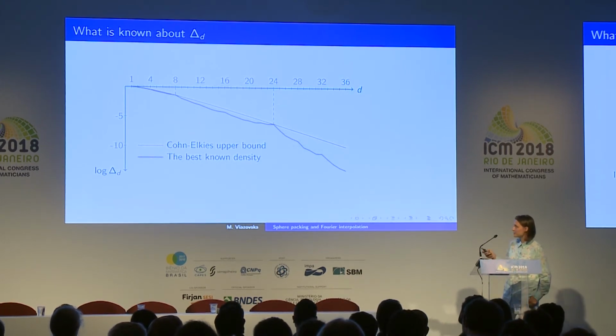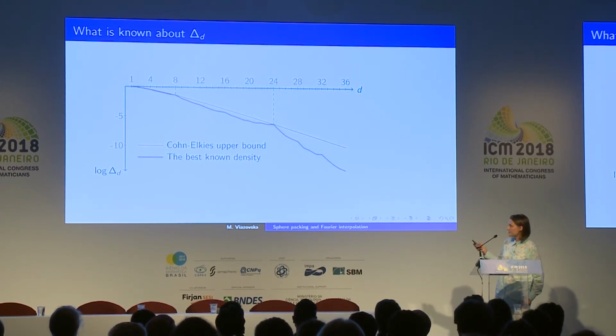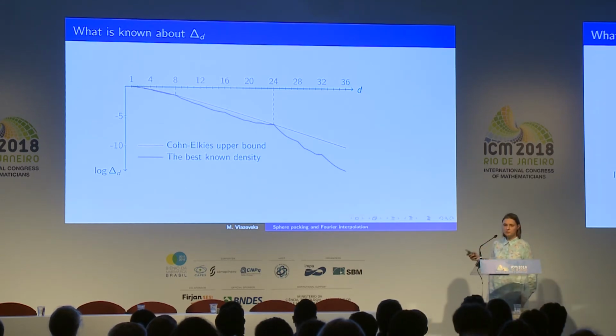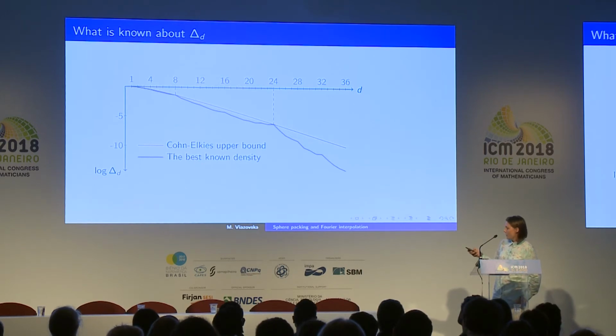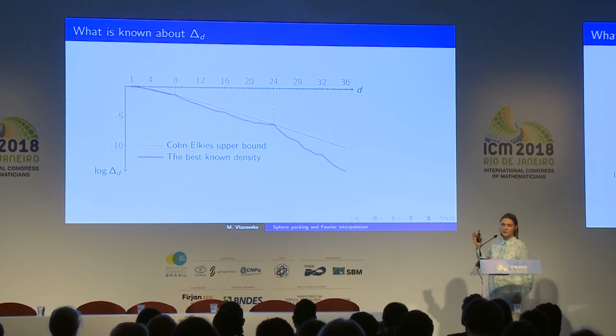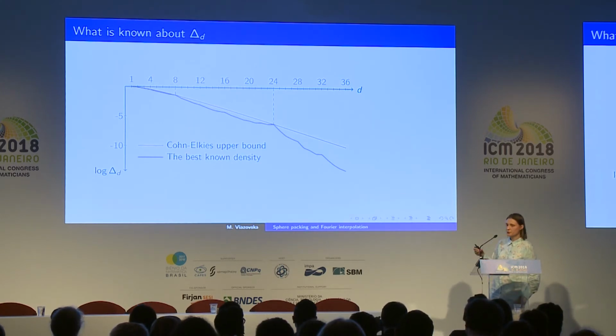Another feature which we can see from this plot is that the blue line is very irregular. Each dimension is like a different fairy tale. On the other hand, the red line looks quite regular. So it means that with current proof techniques, we're unable to capture this somehow strange behavior of the blue curve.